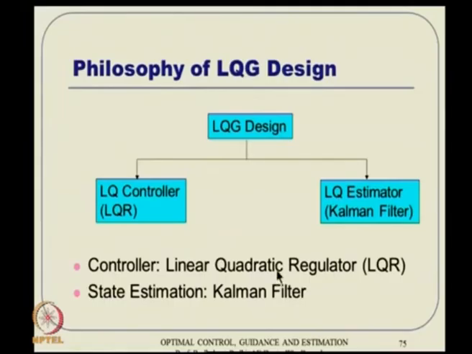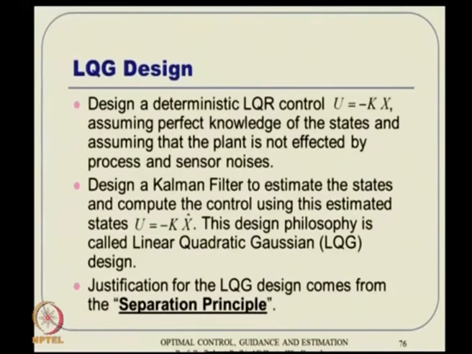Essentially you are using the control formula for LQR, u equal to minus Kx, but instead of that you use u equal to minus K x hat. x hat is nothing but the estimated state. The justification comes from something called the separation principle, which tells us that these two designs can be done independently without harming the closed loop behavior.